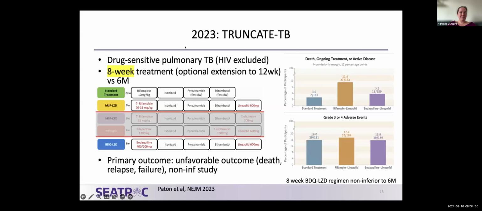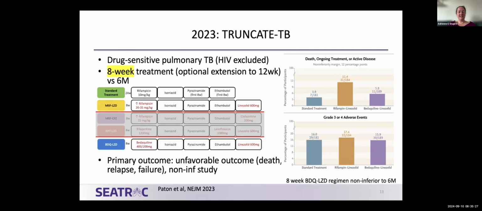The next big step with shortening TB treatment was the 8-week treatment regimen investigated in the Truncate TB study, which found, in a study that did not include people living with HIV, that an 8-week regimen containing bedaquiline and linezolid was non-inferior to the standard 6-month regimen. So this is really exciting as a potential 8-week or 2-month regimen, having the progress that we made already to see that we may be able to shorten treatment.